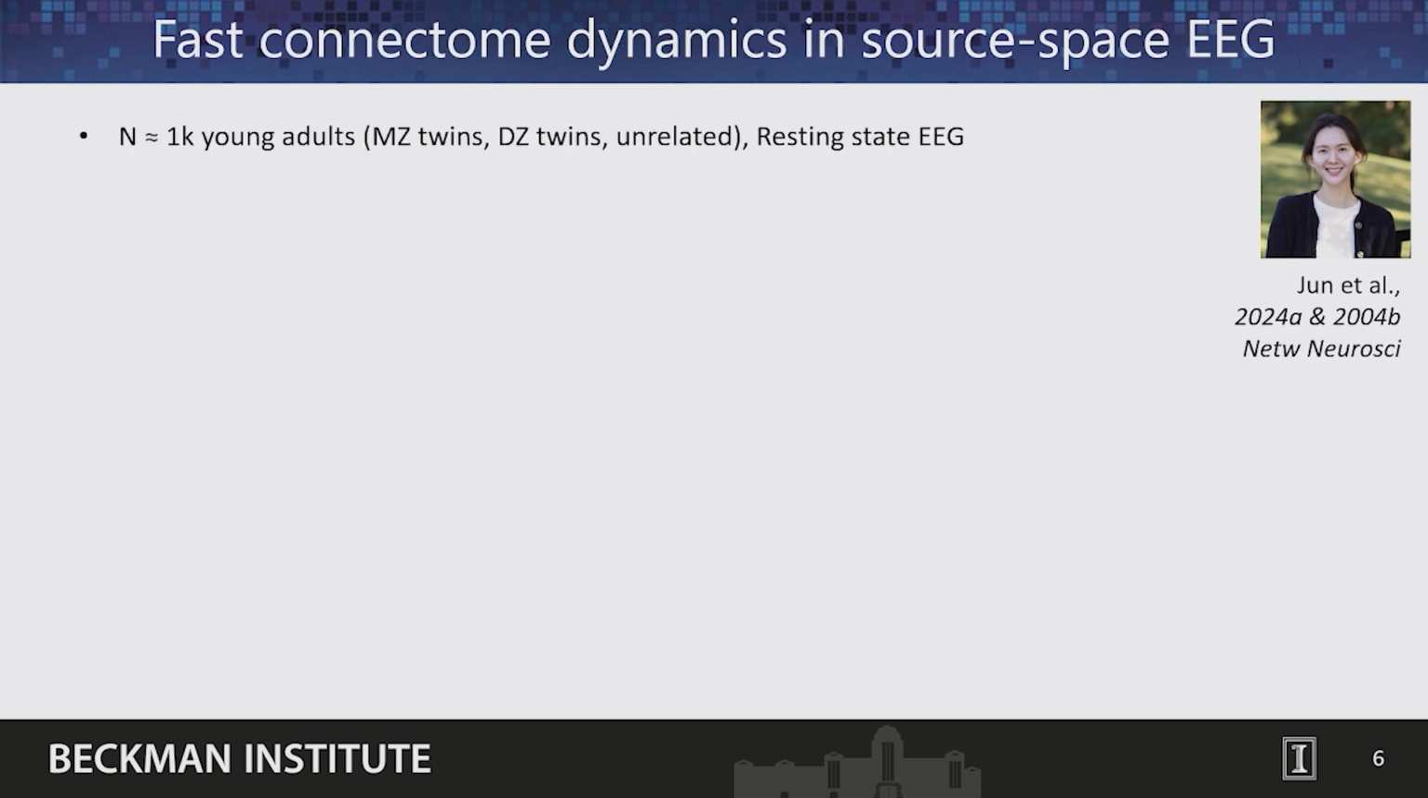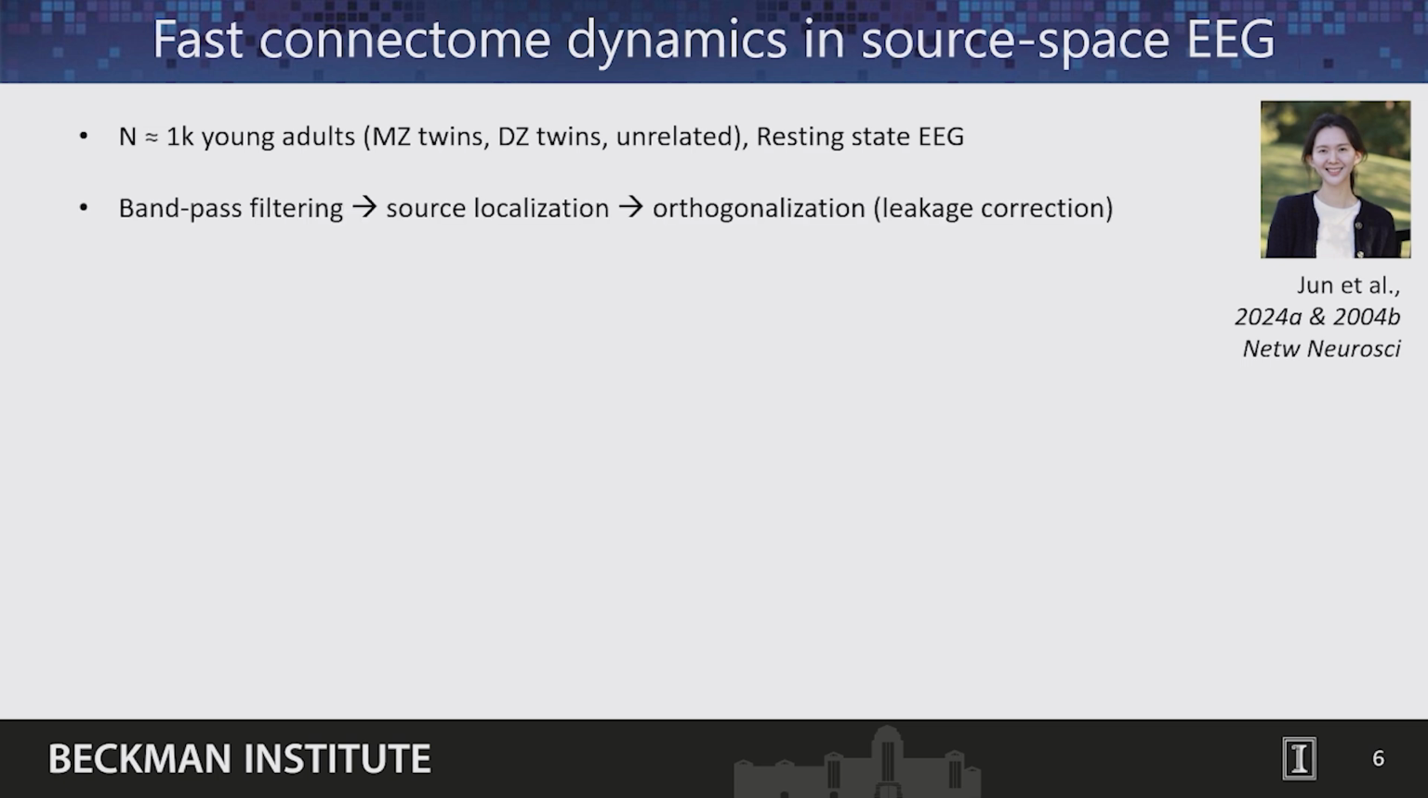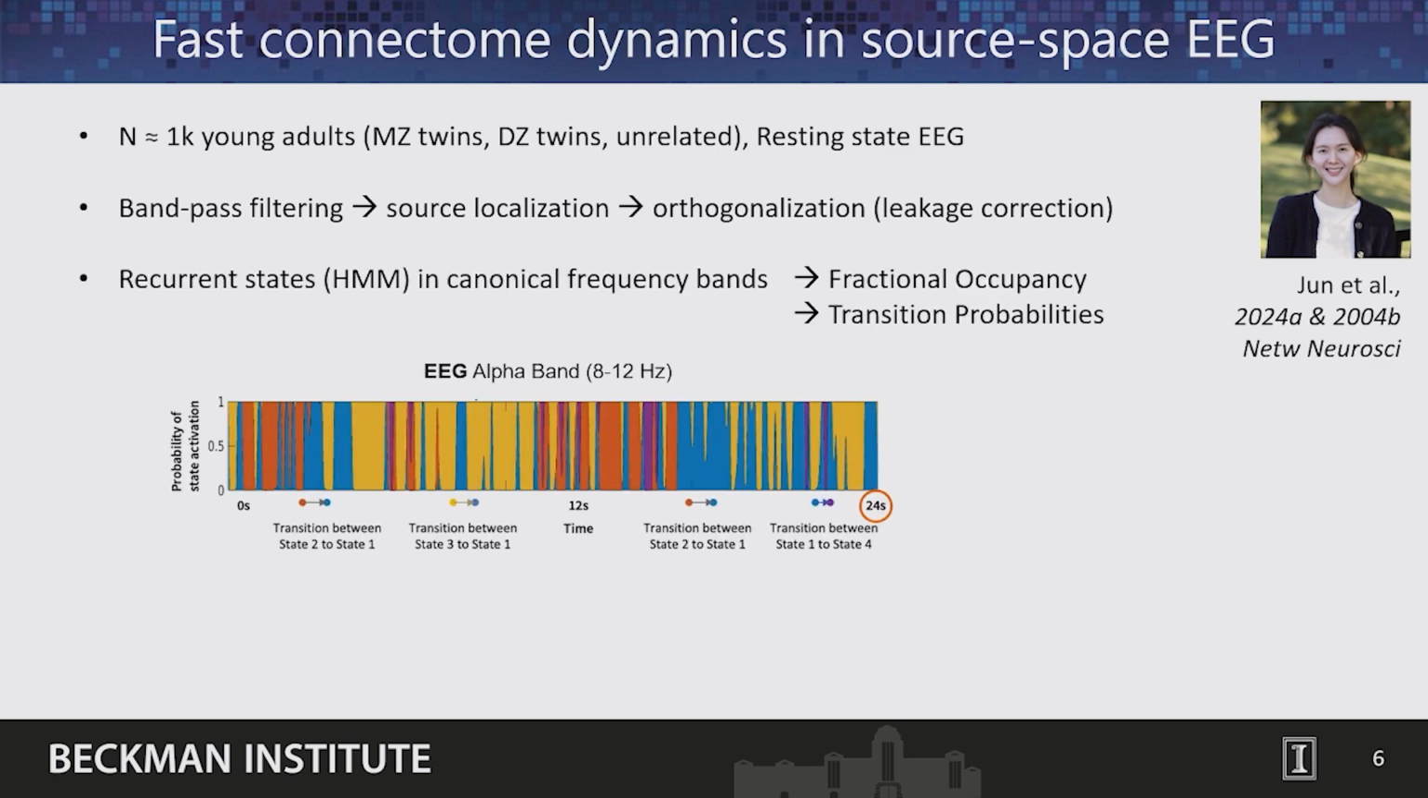Recently, we analyzed about 1,000 participants from the Minnesota Twin and Family Study research. We looked at their resting state data and canonical frequency bands, source-localized the data to the Desikan-Killiany atlas, and leakage corrected them. Then we applied modeling to get at recurrent states. You see here the alpha band as an example over about 24 seconds worth of data, and the colors represent the most likely states at the given recording time.